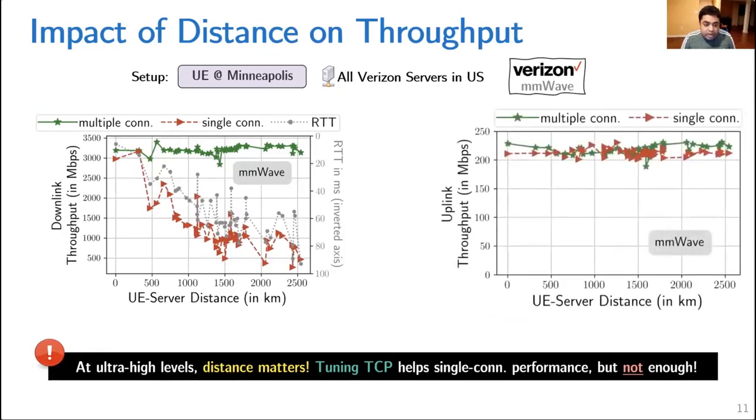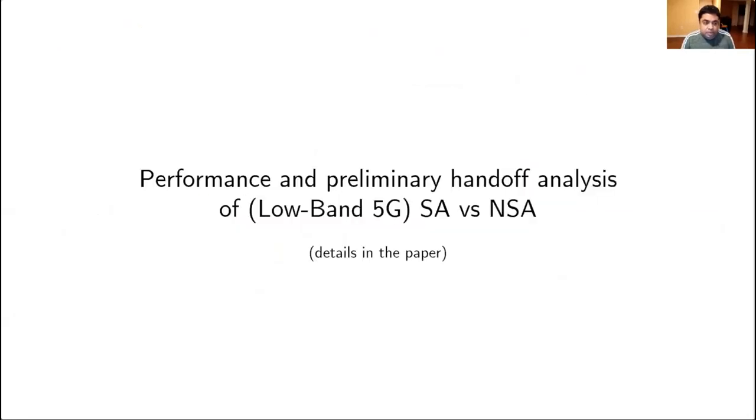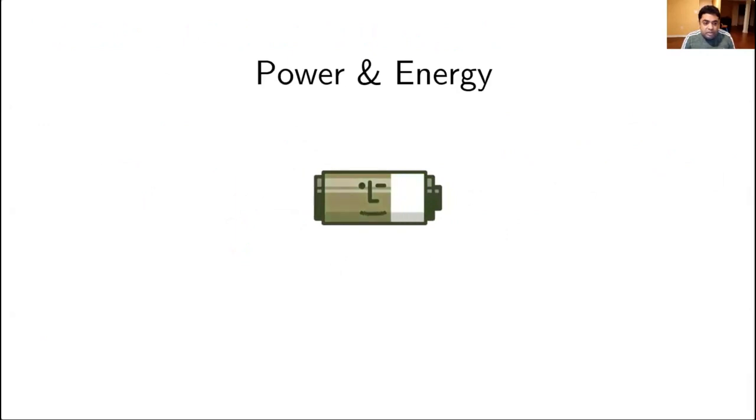The uplink throughput, on the other hand, peaked at around 220 Mbps. Both single and multiple connection tests can achieve peak performance across all the servers in the US. We also conduct network performance and handoff analysis of T-Mobile's low-band 5G services, which are deployed in both standalone and non-standalone modes. We skip them here, but the details can be found in the paper. Next, Xumiao will talk about the power characteristics of 5G.